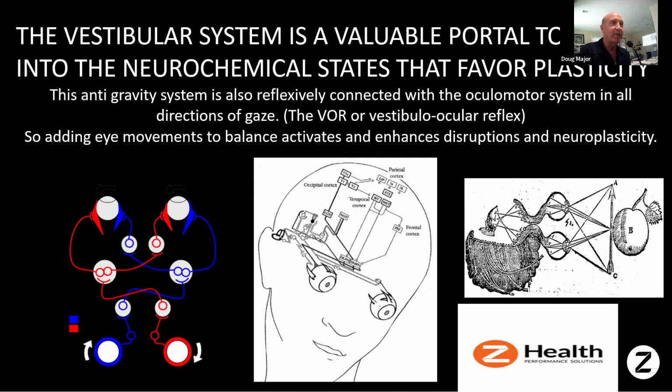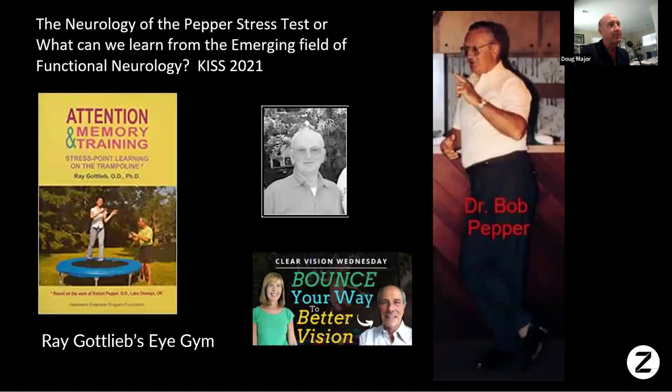And the anti-gravity system is so reflexively connected with the system in the direction of gaze. And that's why all of these researchers use this system. We need to use it also. And adding eye movements to balance activities enhances, disrupts, and causes the plasticity. And this is not something new.